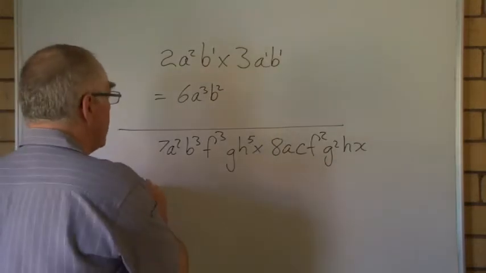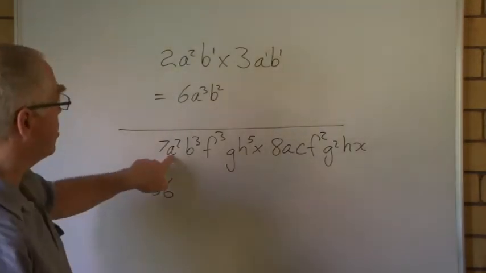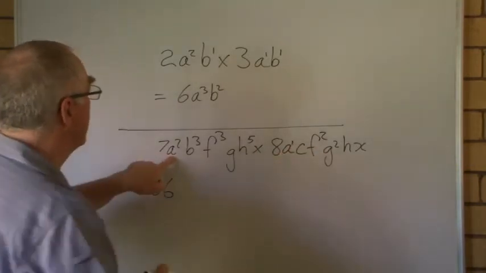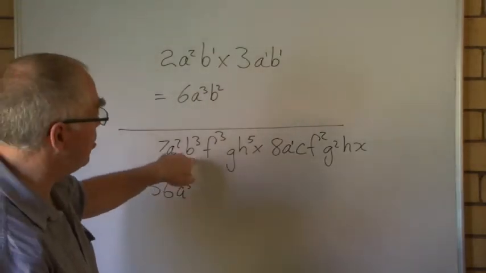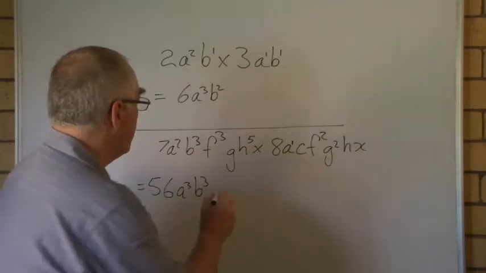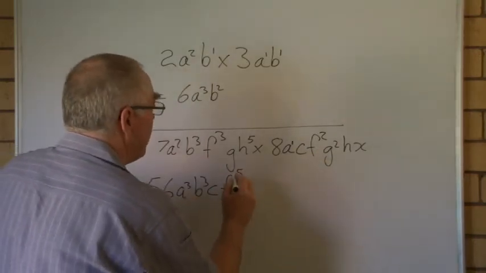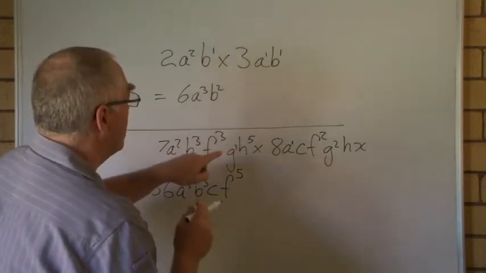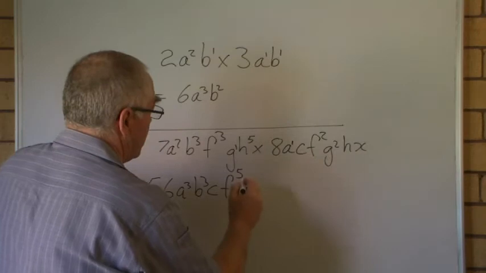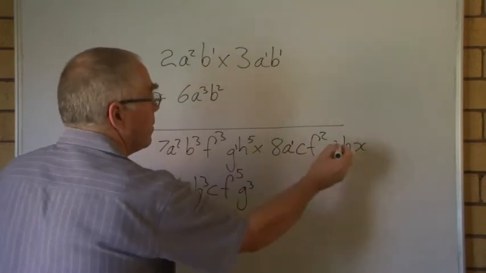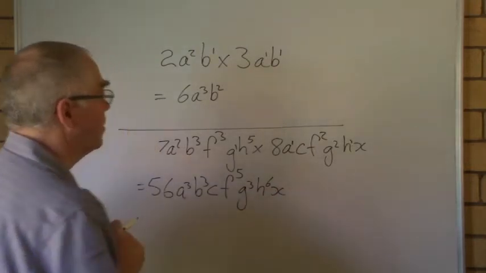You do the numbers first. So we have 7 times 8. 7 eights are 56. You have an A squared, an A to the power of 1, so that's going to give you A cubed. Doing the letters, of course, in alphabetical order, B cubed stays the same. You've got a C by itself there. F cubed, F squared, so 2 plus 3 is 5, so F to the power of 5. G, which is really G to the power of 1, times G to the power of 2 gives G to the power of 3, that's 1 plus 2. H to the 5, H to the 1 gives me H to the 6, and we've got an X sitting at the end. That's it.